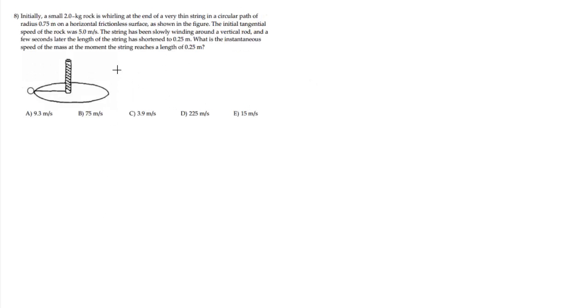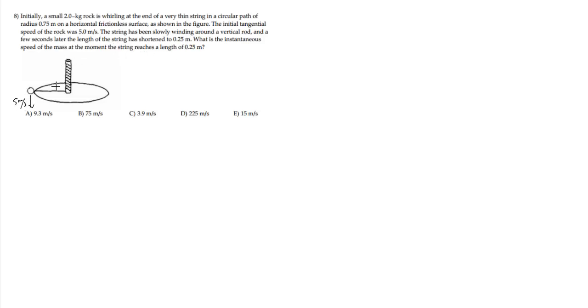Initially, a small 2-kilogram rock is whirling at the end of a very thin string in a circular path of radius 0.75 meters on a horizontal frictionless surface, as shown in the figure. So it's like a tetherball type thing. The initial tangential speed of the rock is 5 meters per second. So it will be spinning this way. This would be 5 meters per second.